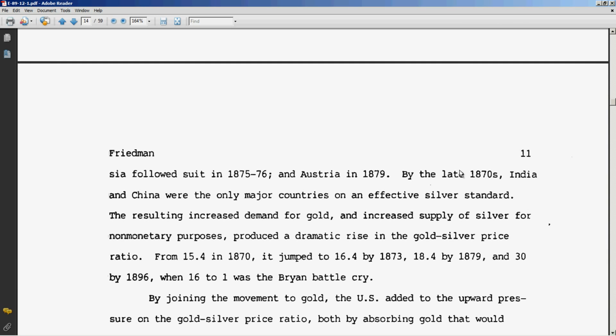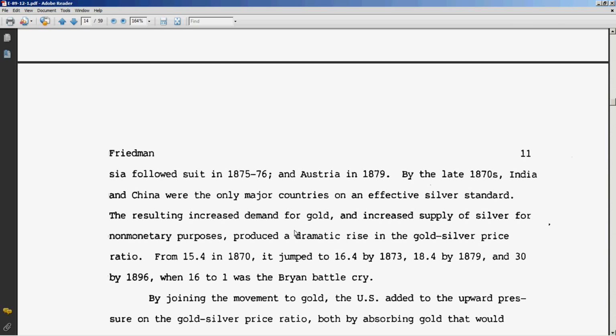Now, this is very important because with the demonetization of silver, it's kind of like a game of Old Maid, where as they begin dumping the countries that continue to use silver as money, they're going to be left with the old maid. So it's always in your interest to bail off the ship first rather than be the last one on.